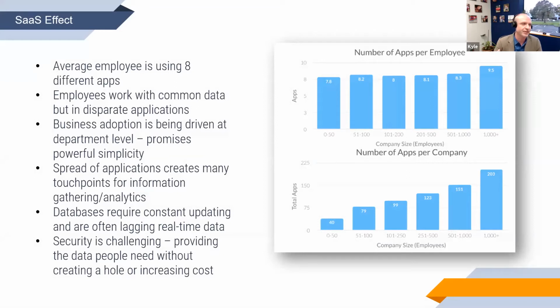And business adoption is generally being driven at the department level. So it promises powerful simplicity, and it actually delivers on that. But when we start having silos within the business of information, it means not everyone has that availability to understand the bigger and broader picture. The spread of applications creates many touch points for information gathering and analytics, so it makes it difficult as a manager or a leader within an organization to see the true picture of what's happening when you have so many different applications that you need to take into account.